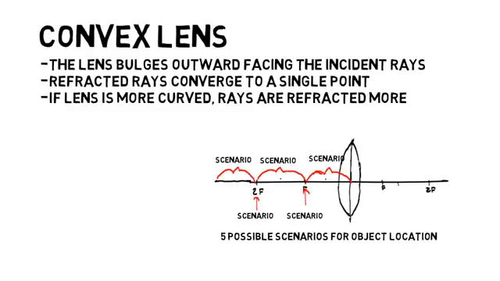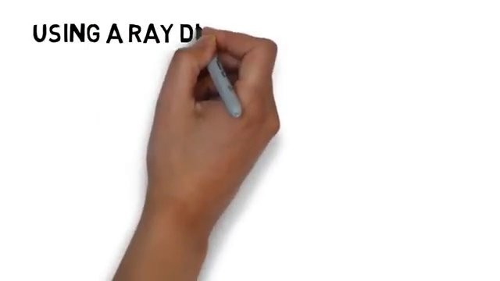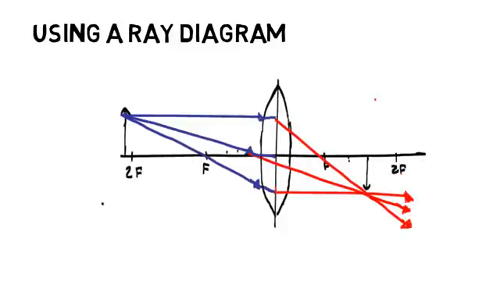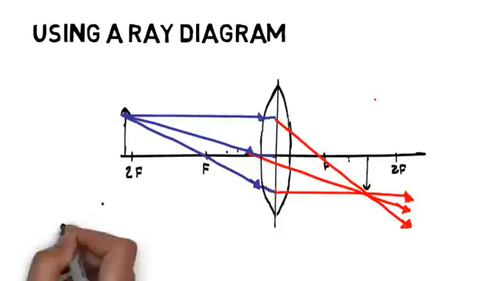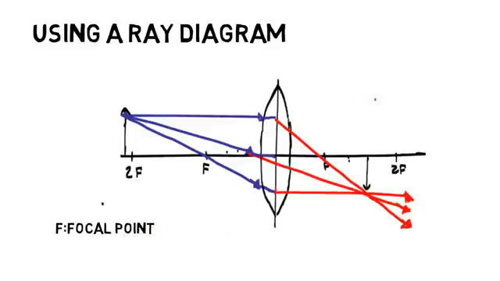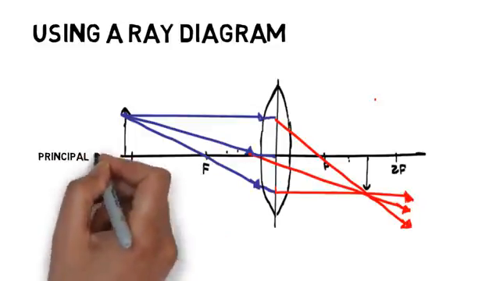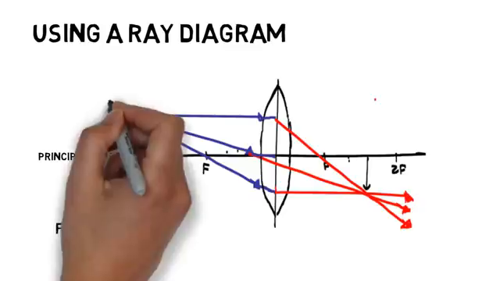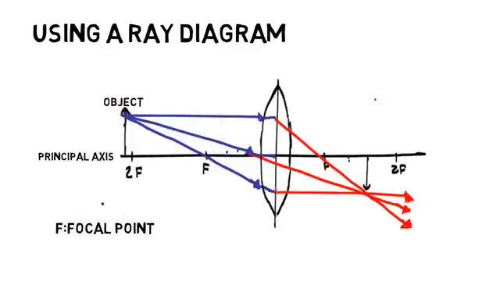A great way to demonstrate these scenarios of how a convex lens refracts light and creates an image is by using a ray diagram. Before we look at the 3 scenarios, let's label the basic parts of a simple ray diagram, which allows us to predict image orientation, location, magnification, and type. On the diagram, F represents the focal point. This is the principal axis. Here's the object in which light bounces off of.